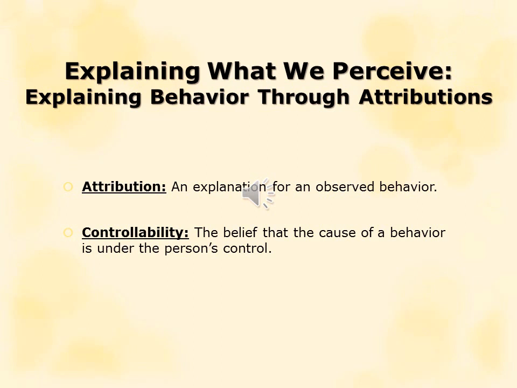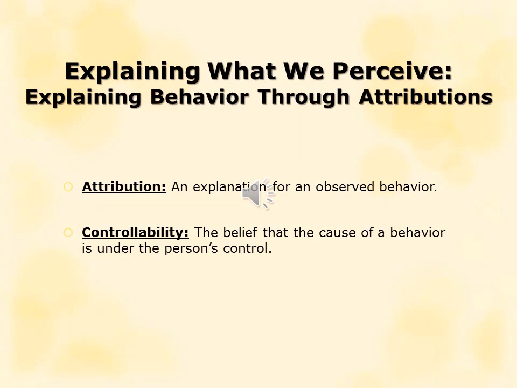An example of an attribution might be observing an individual swerving on the highway and attributing this, trying to explain this as the individual is intoxicated. Whether or not this is the truth is beside the point, because we are making an attribution that it is so.